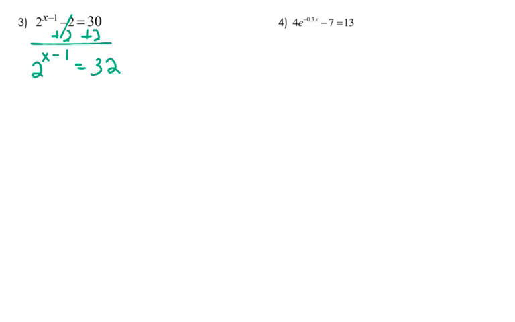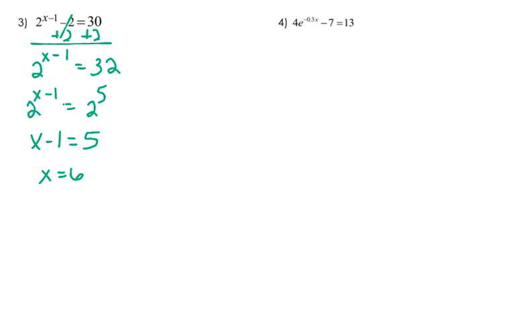Now again, if possible, balance out the bases. If not, that's when we're going to do logarithms. So if you look here, actually this time I can change that 32 to 2 to some power. So I've got 2 to the x minus 1 is equal to 2 to the 5th power. X minus 1, I'm setting the exponents equal to each other. X minus 1 is 5, add 1, and x is equal to 6.